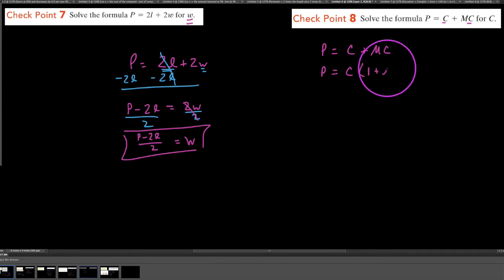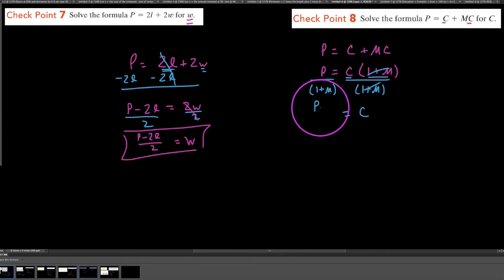What we're left with here is 1 plus M. So in this particular case, now I have C times some number here, 1 plus M. If I want to isolate the C, what we'll do is we'll divide both sides by 1 plus M. So we say dividing both sides by 1 plus M, then we have C is equal to P over 1 plus M. So that is the way we'll deal with it if we have more than one term having that variable, but we need to isolate that variable.